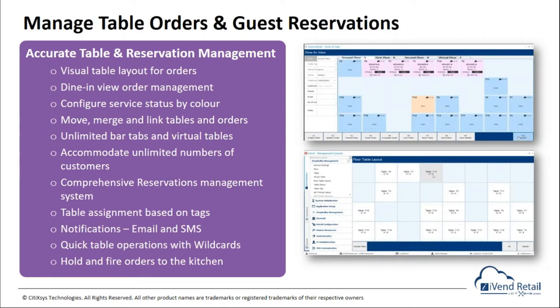So you can basically link multiple tables during the ordering and billing cycles. You can manage and pay for an order from a parent table while serving different tables simultaneously. You can create unlimited bar tabs, or let's say virtual tables, so they can then be transferred or linked to actual tables at any point during the order process.